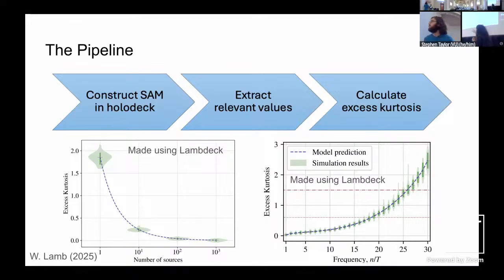These are the plots we were mostly trying to do a spin on from William Lamb's paper, where he used number of sources. We wanted to look at it as a function of the number of single sources we were taking into account in the data. I'm making a note here that these are using what we called LambDeck, because William Lamb made a tiny version of holodeck that suited his needs.